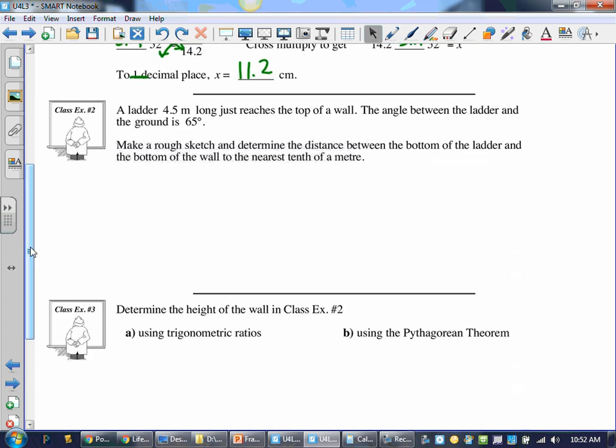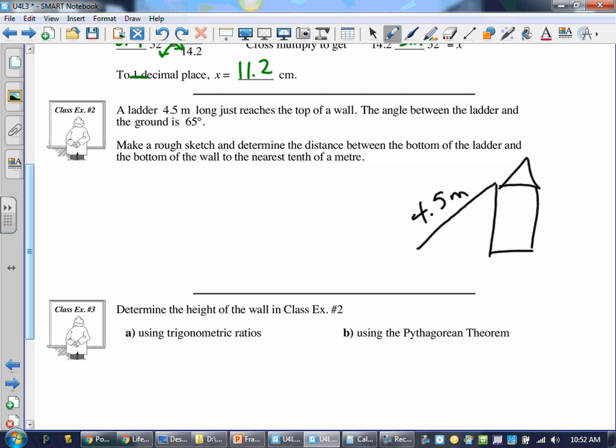This time they don't have a picture. You're going to create your own. So this says the ladder is 4.5 meters long. It reaches up to the top of the wall. The angle between the ladder and the ground is 65 degrees. So here we go. Let's draw a little picture. Here's my little house. Okay, here's my ladder. It's reaching all the way to the top. My ladder is 4.5 meters.